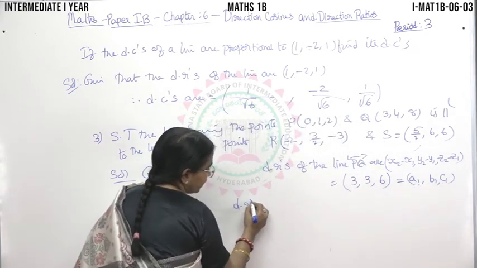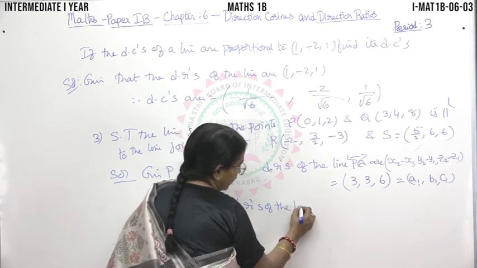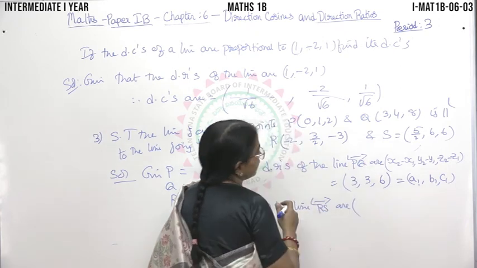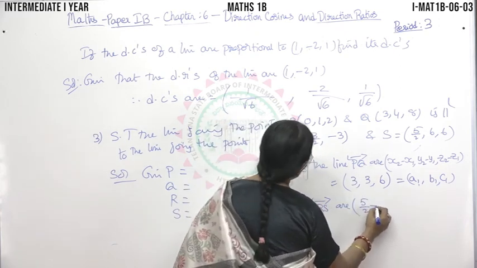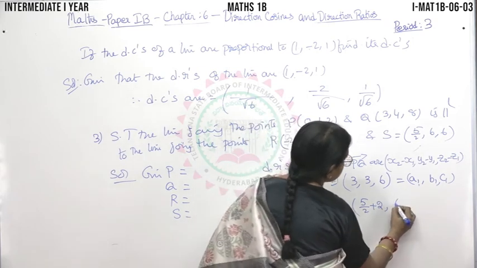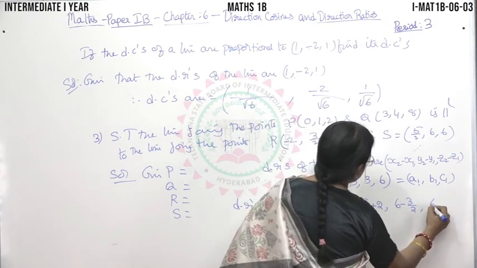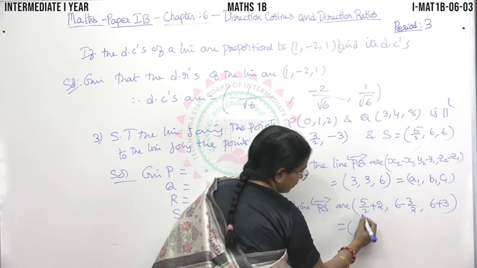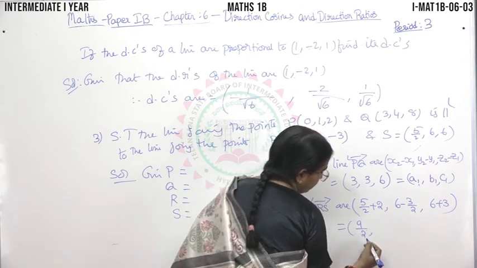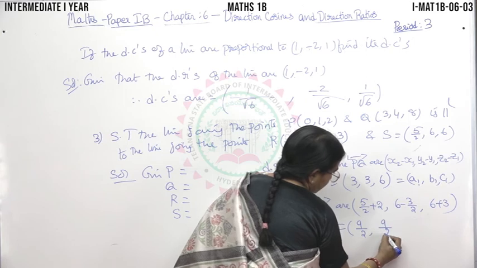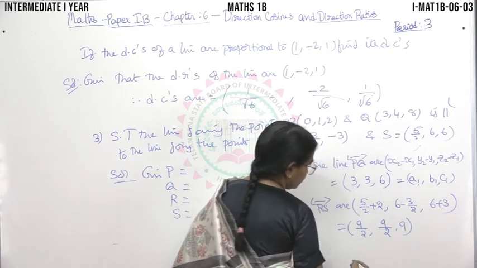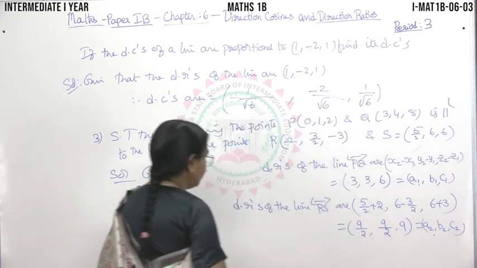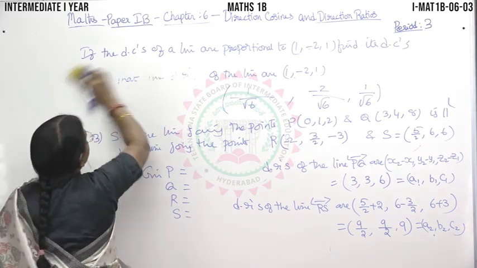Now again you find the DRs of the line RS. They are again x2 minus x1 like that. If you take, it is 5/2 plus 2, and then 6 minus 3/2, and then 6 plus 3. So this is 9/2, 9/2 and then 9. So these are your A2, B2 and C2. So you found A1, B1, C1 and A2, B2, C2.